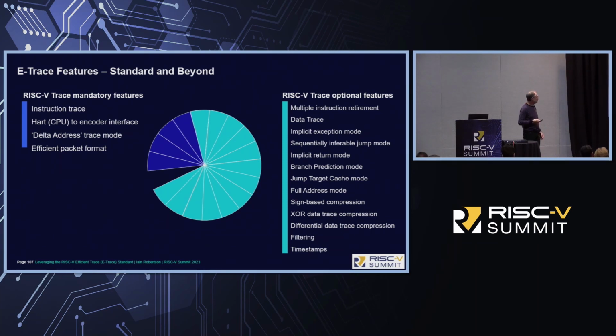The Siemens encoder also has an additional capability which is not currently part of the standard, but is a potential candidate for future work, which is around cycle accurate trace. So what this means is, as well as being able to determine what the CPU executed, you can determine on a cycle-by-cycle basis exactly when those instructions were executed, or indeed, in the case of a superscalar CPU, how many instructions per cycle were executed.